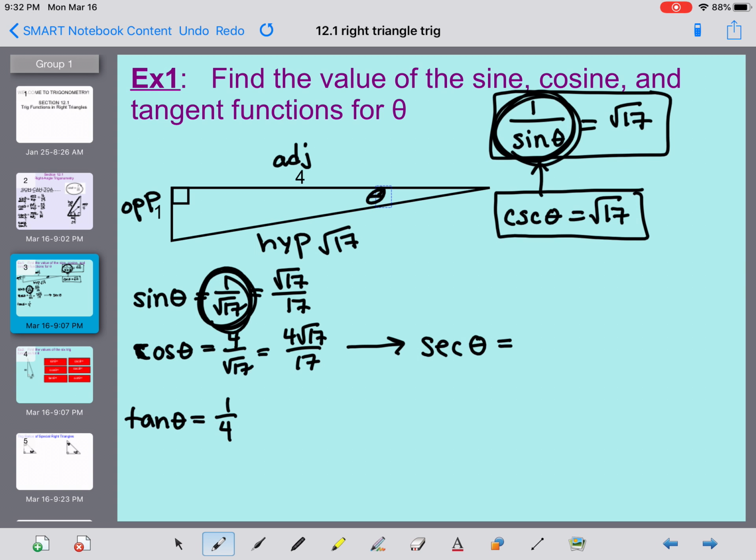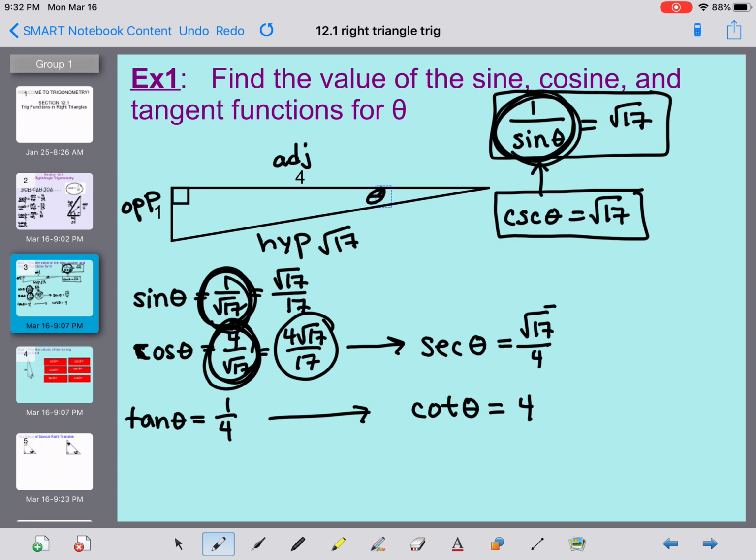Right? So secant of theta, again, I'm going to take this and flip it. I'm taking this one and flipping it because then I don't have to rationalize the denominator. If I take this one and flip it, then I'm going to have a radical in the denominator and I'll have to rationalize. So 17 root 17 over 4. And then if I take the reciprocal of tangent, we call that cotangent, and that would be 4.